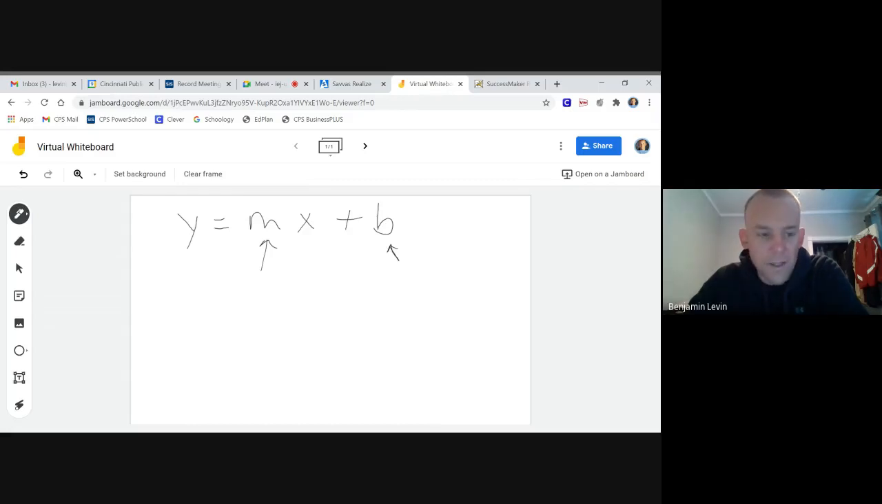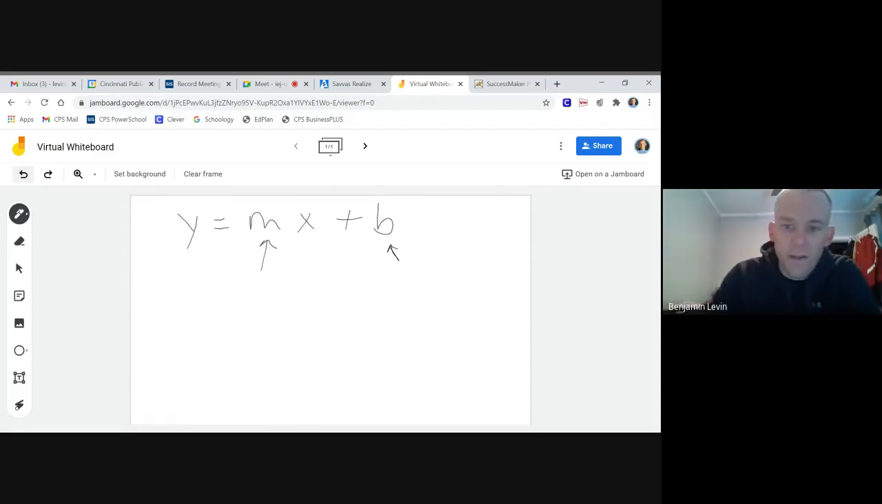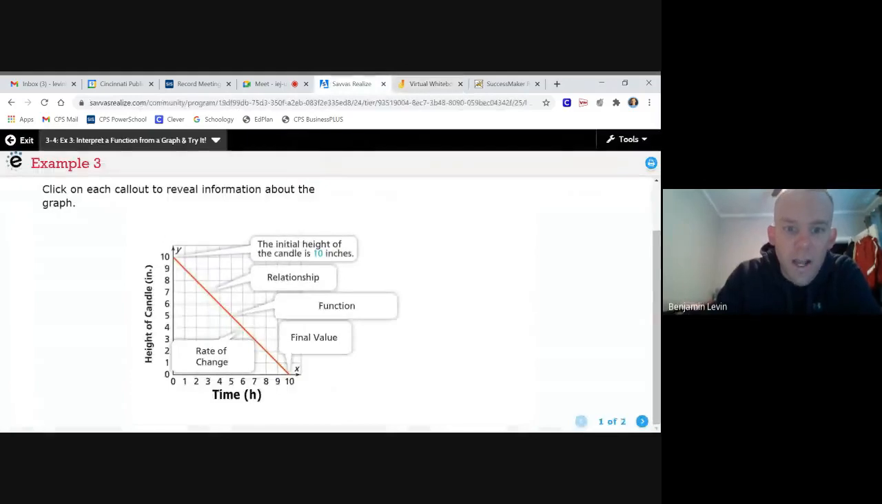I know you know this. You might just not be paying attention. Which one is our starting point in this equation? Is it m or is it b? b, right. b is the starting point. So when we start to write this equation, y equals, we know that our initial height, our initial value, is 10. So our y-intercept is 10.